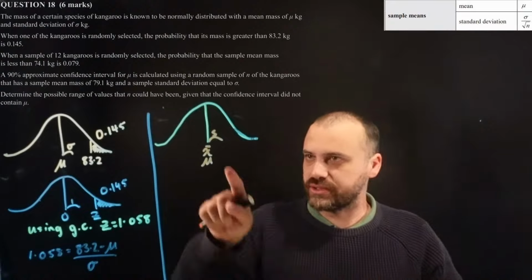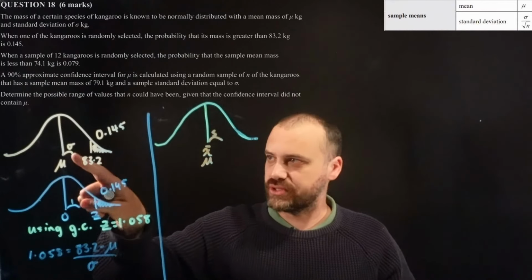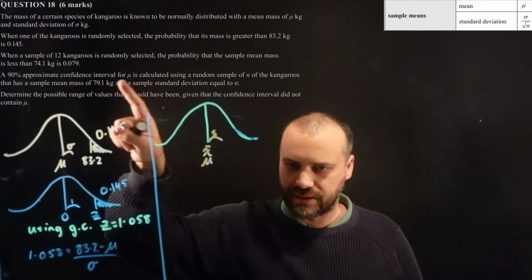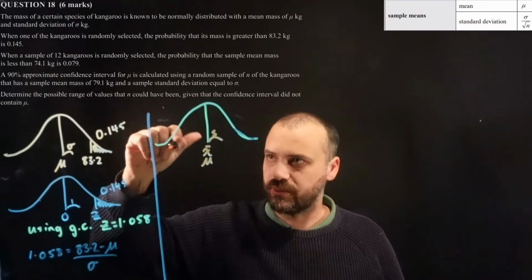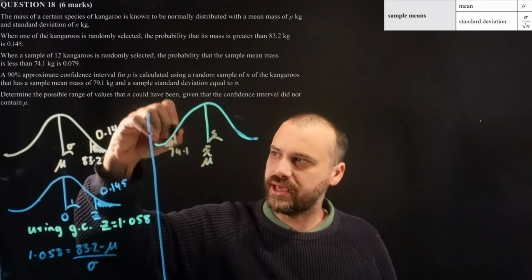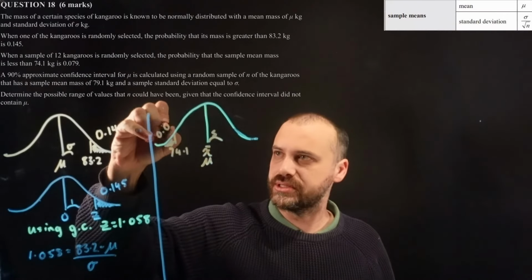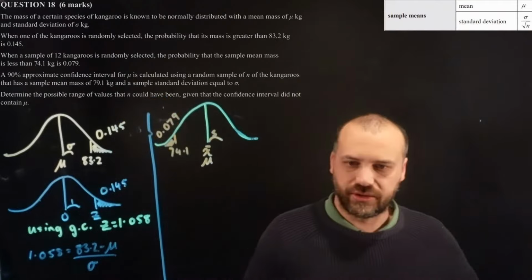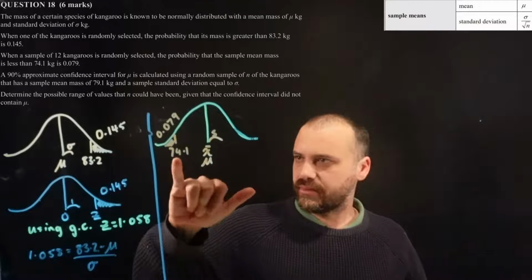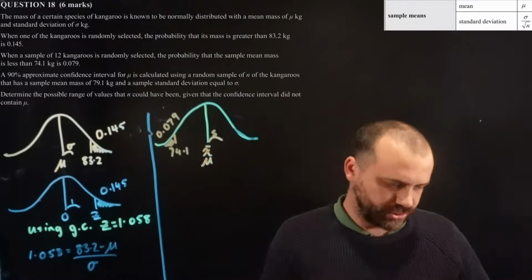But important to note, the standard deviation of this picture, because we're dealing with a sample, is different to the standard deviation of this picture right here. Okay, and finally, less than 74.1. So I put 74.1 here, and the area right there is 0.079. Great.